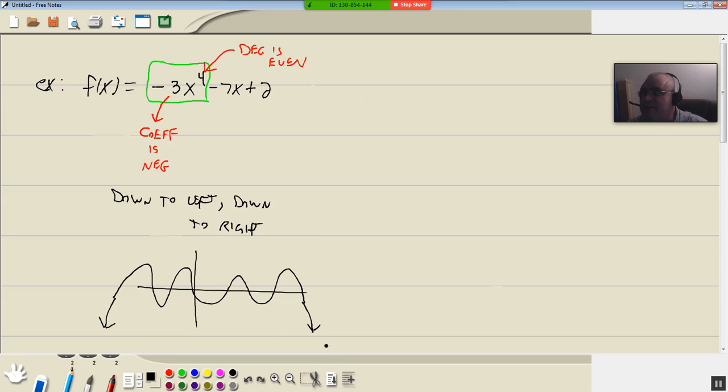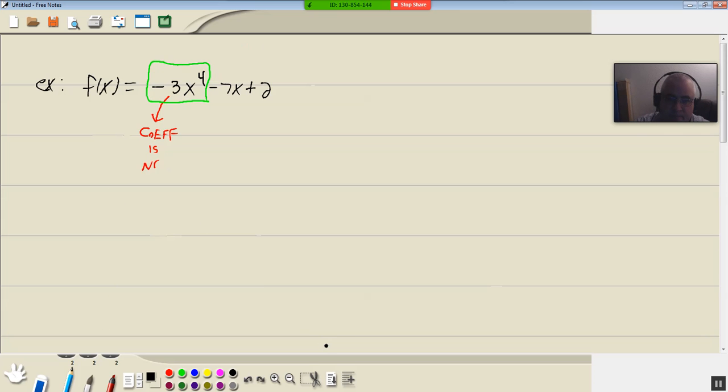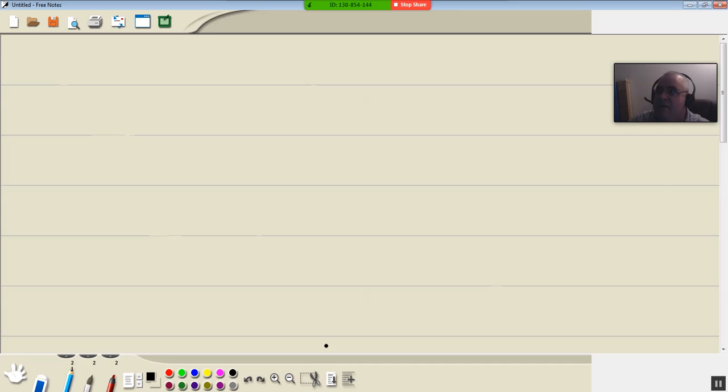Now you might say, well, what use is that? Well, if we were graphing these by hand, you would find that's invaluable in helping you figure out what the graph should look like. Okay, let's take a look at another problem.